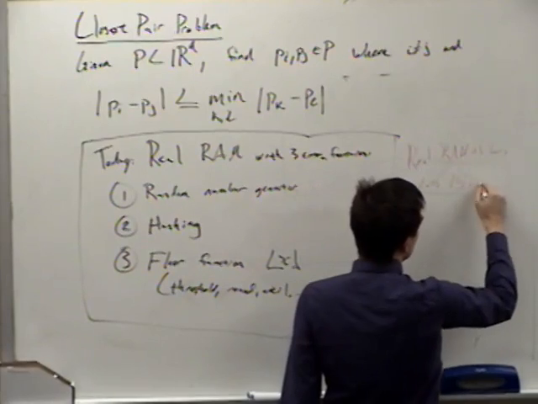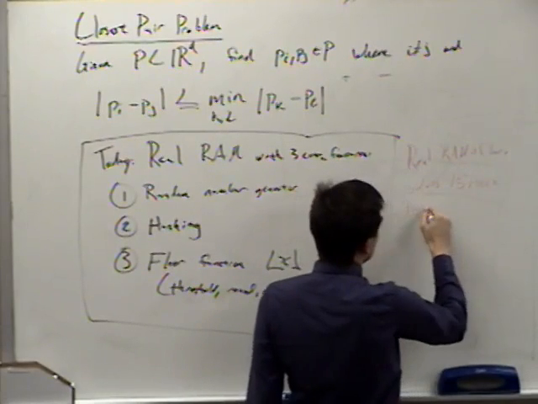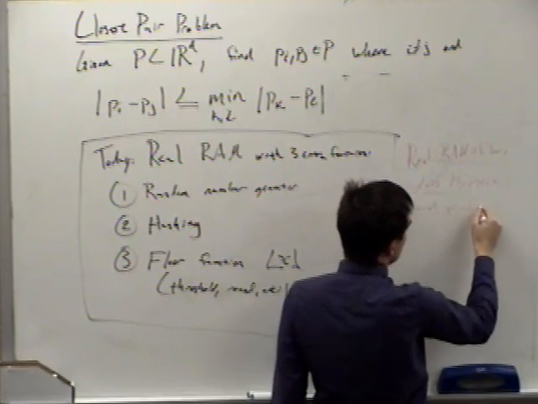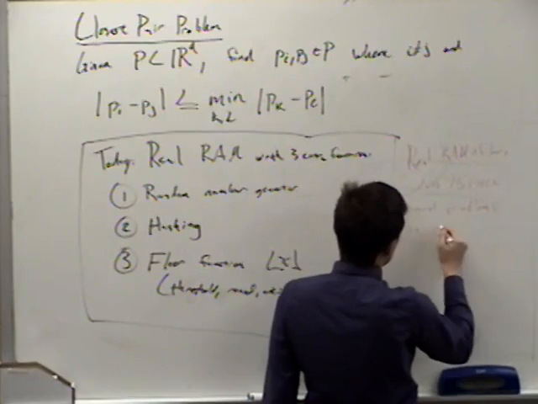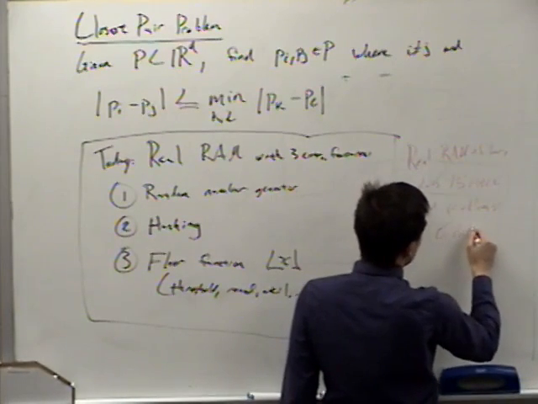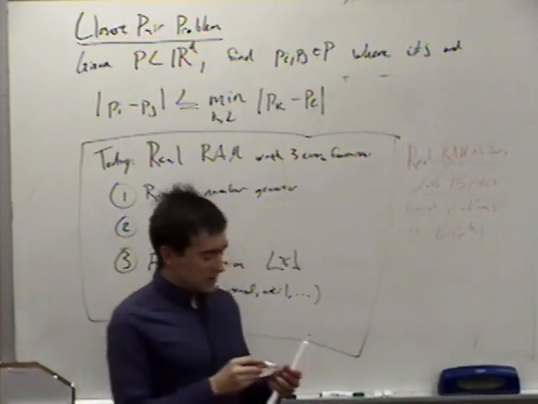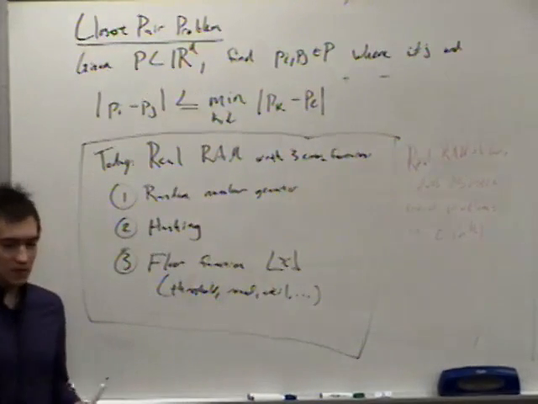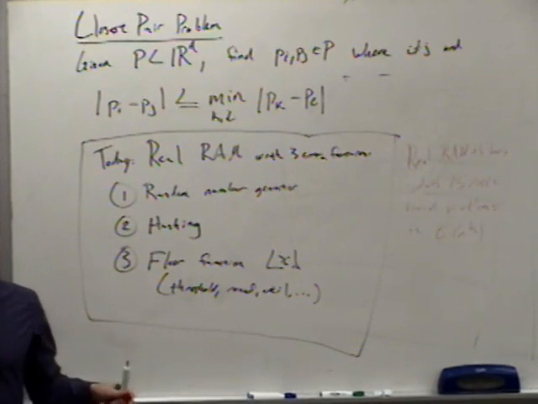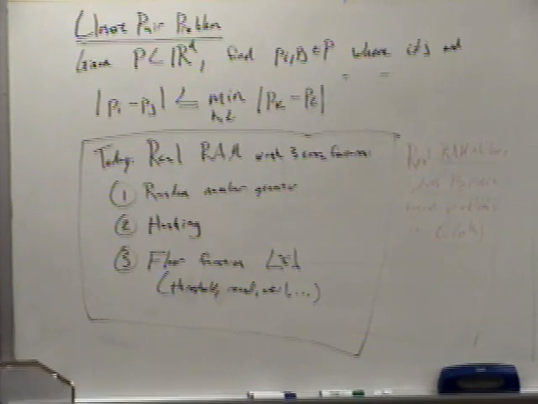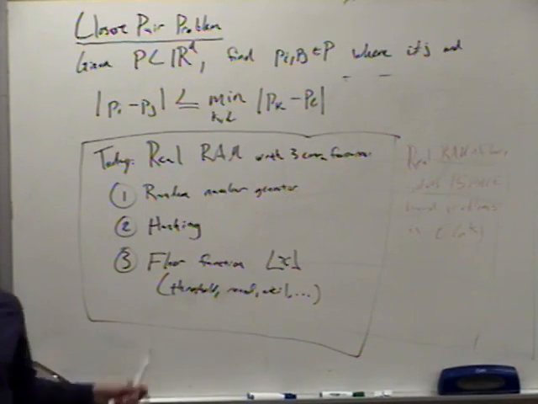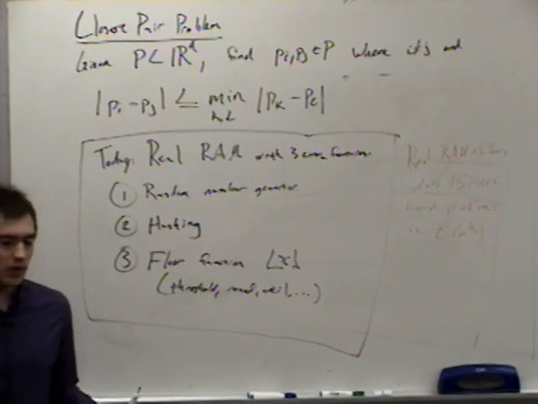solves PSPACE-hard problems in order n to the k, right? So basically, the real RAM model, if you just stick in a floor function, allows you to solve any problem in PSPACE. And for clarification, PSPACE is orders of magnitude harder than NP-hard problems would be, right?